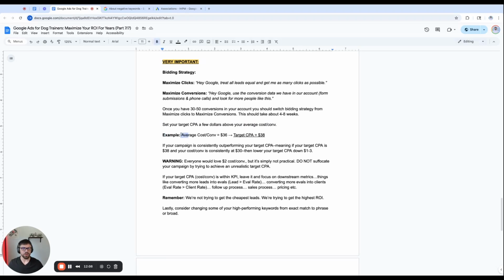So for example, if your average cost per conversion is $36, your target CPA should be around $38. If your campaign is consistently outperforming your target CPA, meaning if your target CPA is $38 and your cost per conversion is consistently $30, then lower your target CPA down $1 to $3.